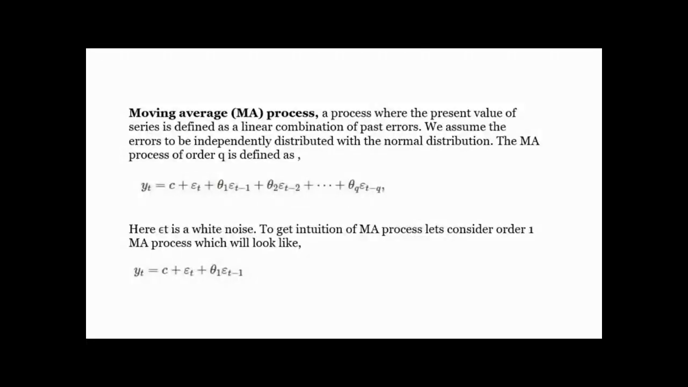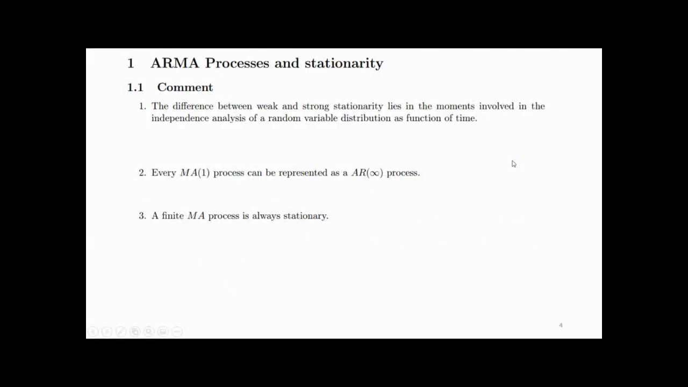There we go. So let's go back to our PowerPoint. So now that you guys are obviously experts in AR processes and MA processes, these are examples of exercises, right? The difference between weak and strong stationarity lies in the moments involved in the independence analysis of a random variable distribution as a function of time. Is that true or false?